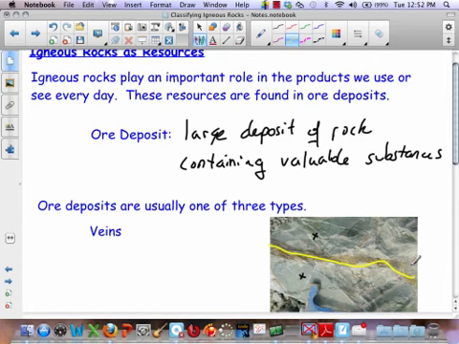What does the water start to do? If it loses its heat source, what happens to the water? It starts to cool. And then as it cools, all those ions that were kept in solution, what do they start to do? They start to crystallize. And that's basically how we get a lot of our gold veins. So that's one way that we can have ores deposited.